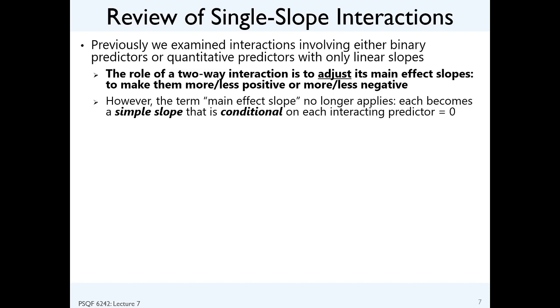And the role of that two-way interaction term is to take each of its constituent predictor main effects and to make them either more or less positive or more or less negative. There's only 4 kinds of interaction terms in the world, folks. It's got to be one of those 4. And we learned that the term main effect no longer applies because each of the main effects becomes simple main effects or simple slopes that are interpreted as specifically when any variables that it interacts with are 0.